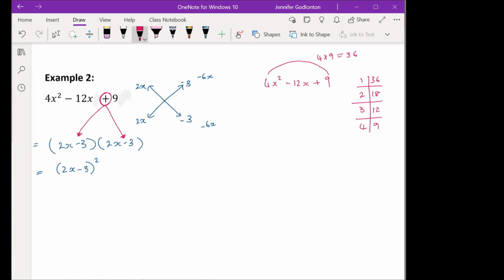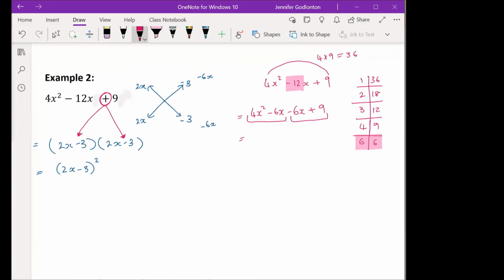What am I missing? 6 and 6. There we go. Okay, and 6 and 6 is going to be able to get us to that -12. So we're going to write that as 4x squared minus 6x plus 9.